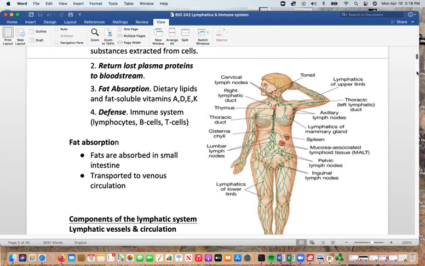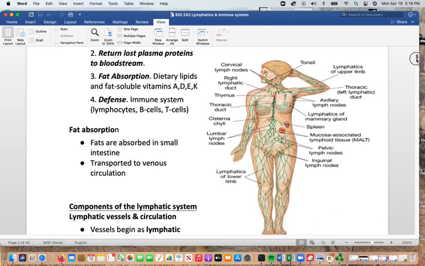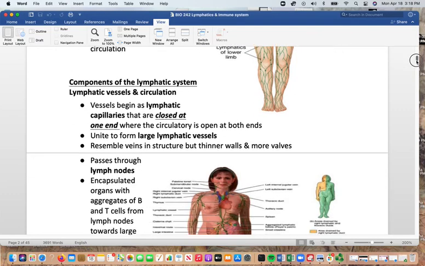Fat absorption occurs in the lymphatic system. So things like your dietary lipids and the fat-soluble vitamins A, D, E, and K. And then you've got defense. Your immune system will be involved with it. Lymphocytes, which will be your B and T cells. So fat absorption, this is going to occur in the small intestine, and then they get transported into the venous circulation. And different fats are absorbed different ways.